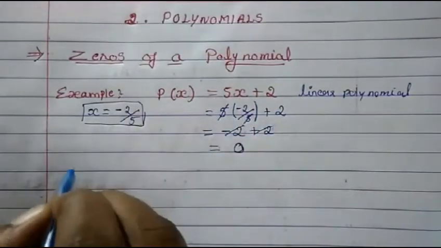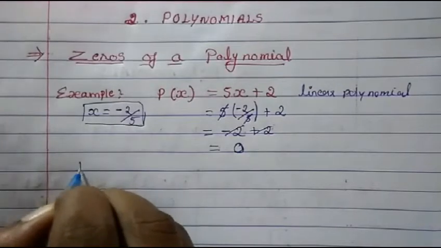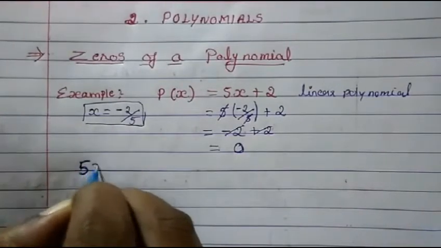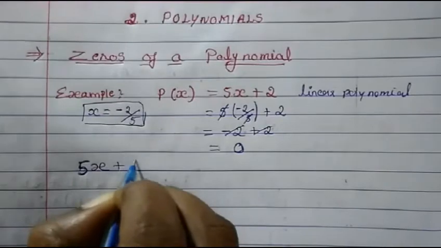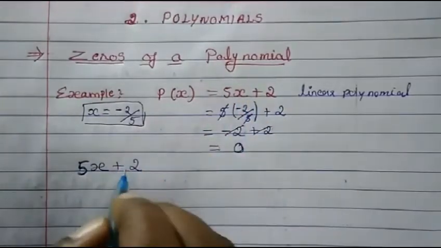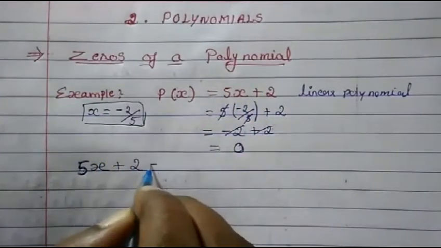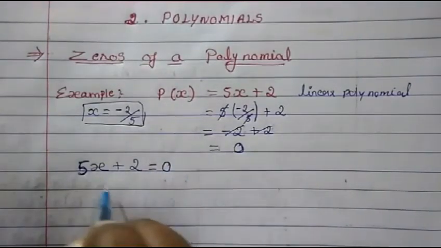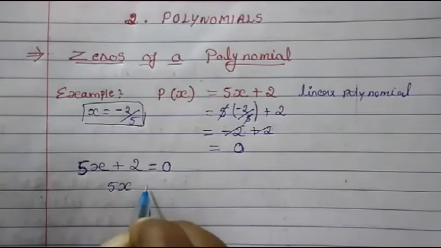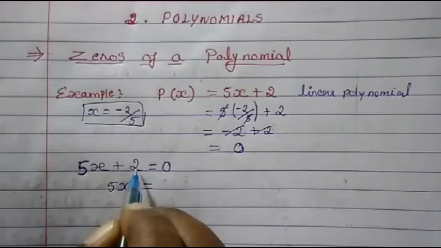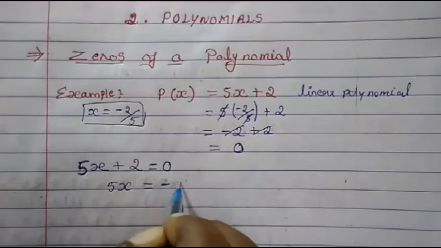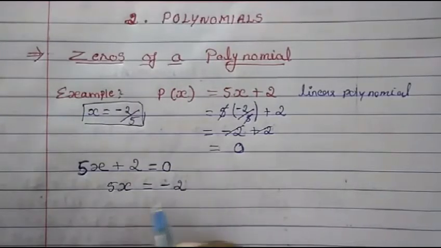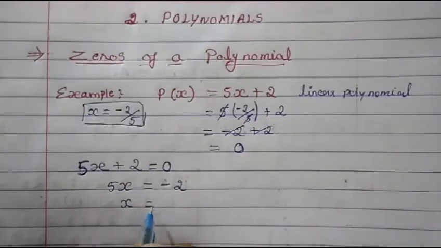Now this is your polynomial, that is 5x plus 2. So let's begin by considering this equal to 0. Now let's keep the 5x here only and bring this plus 2 to this side. So it will become minus 2. And we want to get the value of x. So we'll keep the x here and minus 2 also here.